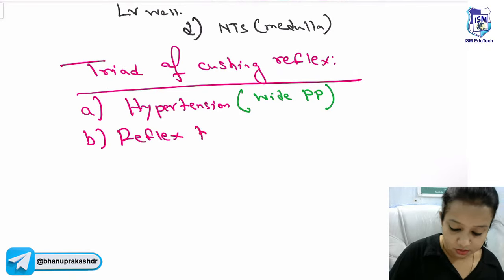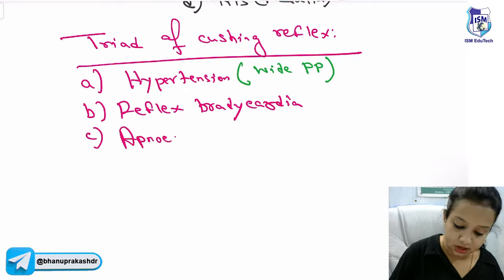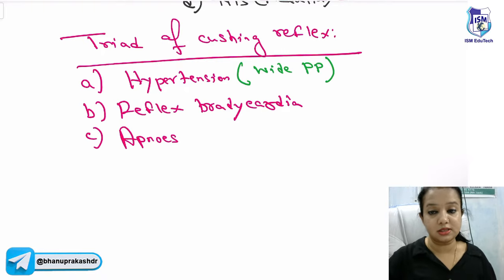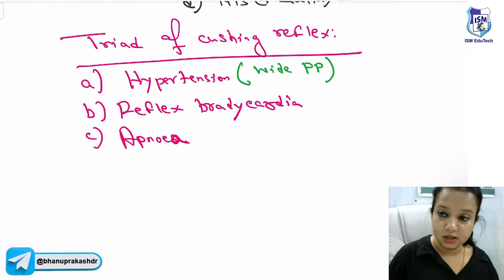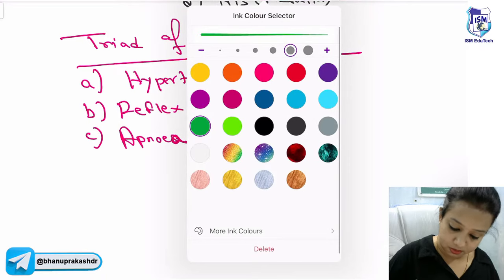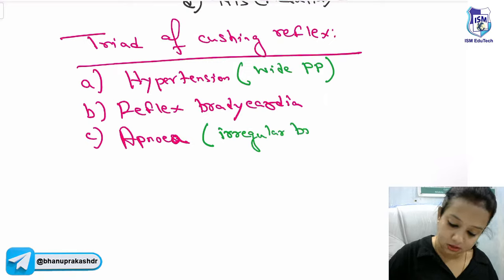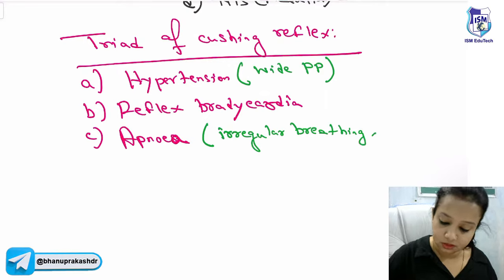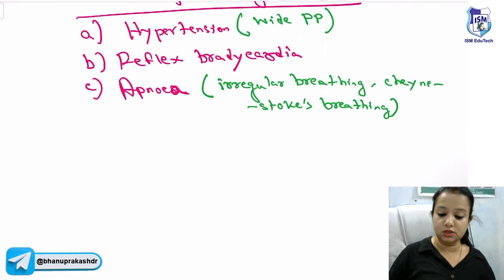The second one is reflex bradycardia. Third is apnea. Bradycardia, we know, is a decrease in the heart rate, when the heart rate is 60 and below, it is bradycardia. Apnea means temporary stoppage in the breathing. Again, very pinpoint, it is irregular breathing, Cheyne-Stokes breathing. These are the triad of a Cushing reflex.